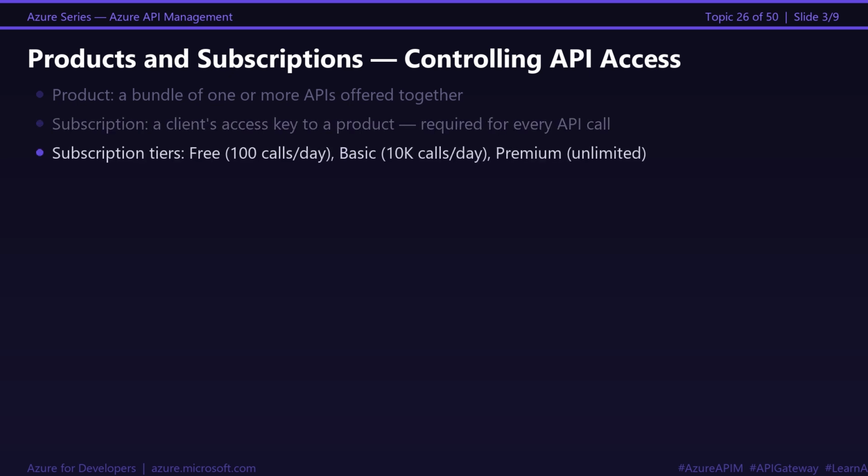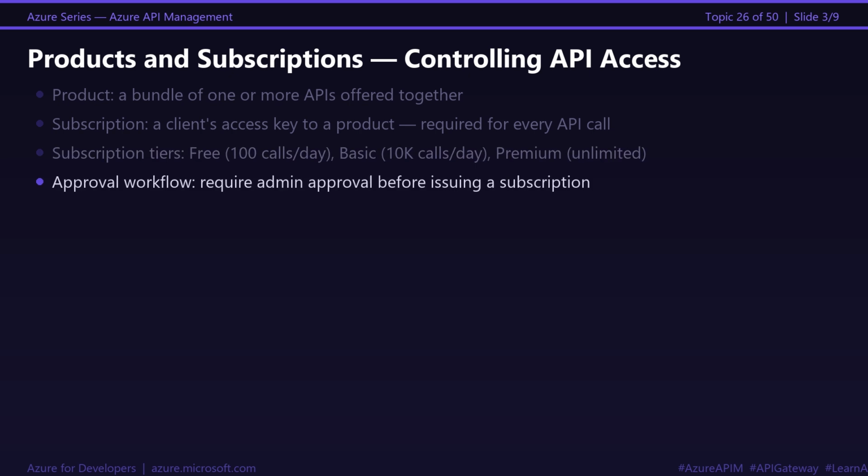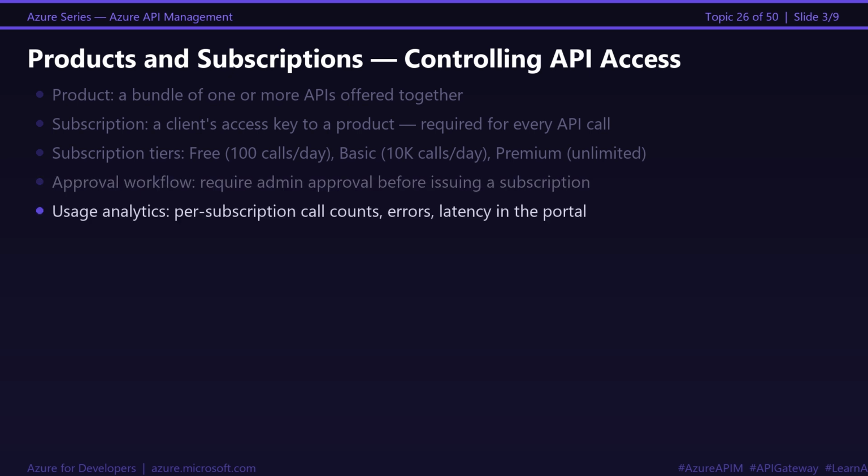The approval workflow is equally powerful. Require admin approval before any new subscription is issued. You know every client that has access to your APIs. Policies are where APIM becomes genuinely powerful. A policy is a rule that runs on every request or response. You define it in XML in the portal. It applies without any backend code changes.